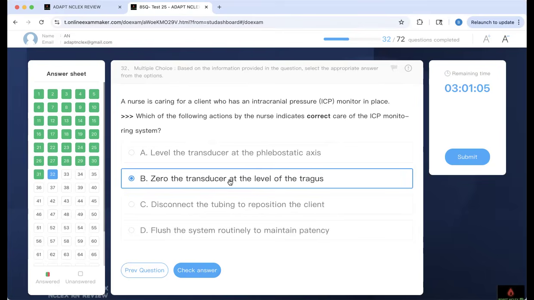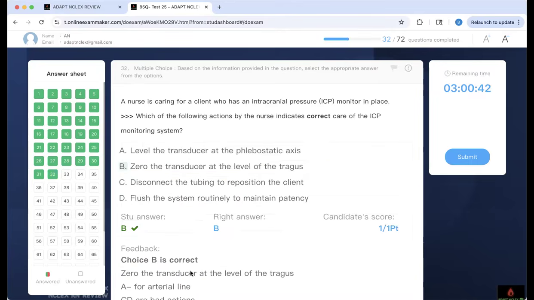Zero the transducer at the level of the tragus. That's the best one. Phlebostatic axis deals with the arterial A line. Do not disconnect the tubing to reposition the client. There's no reflushing regularly to maintain patency; once in a while is prescribed. Therefore, B is the right answer.